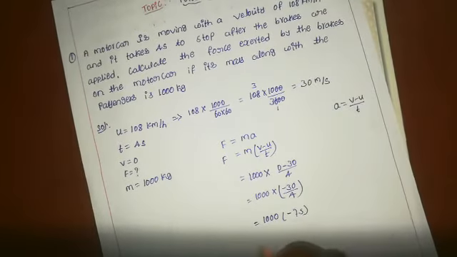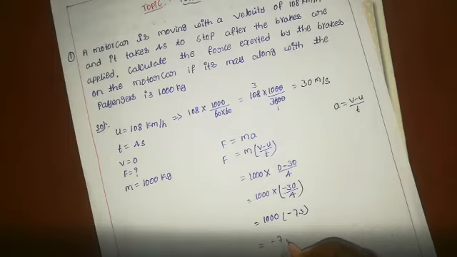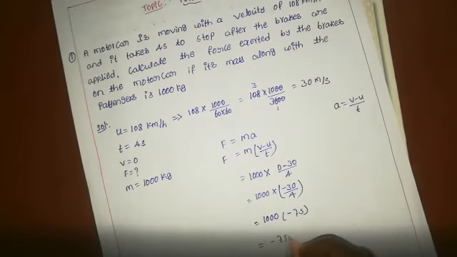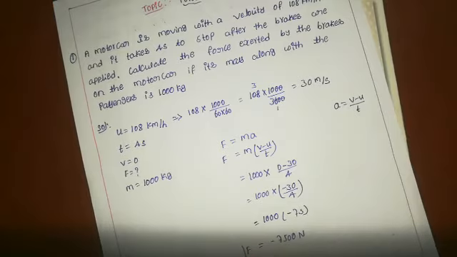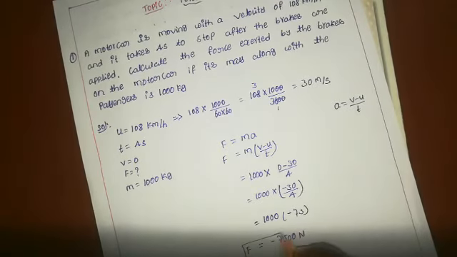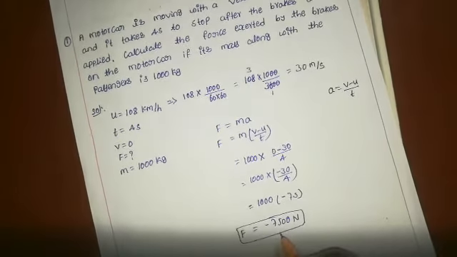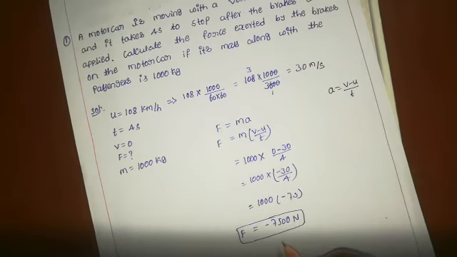Okay, minus 7.5. Here we have 1000 into minus 7.5, we get 7500 newtons. The force F is equal to minus 7500 newtons. Here the minus sign indicates the opposite to the direction of motion. The force is opposite to the direction of motion of the motor car.